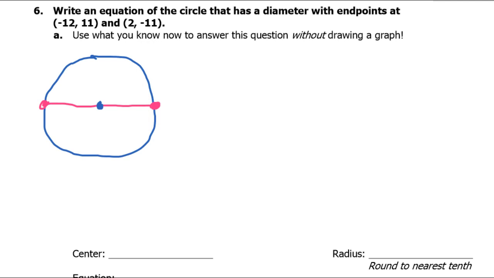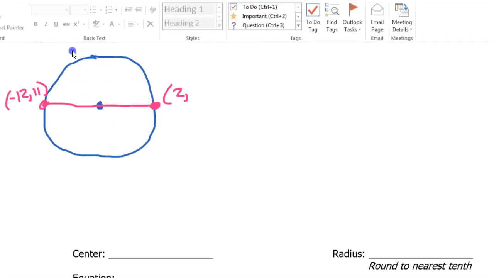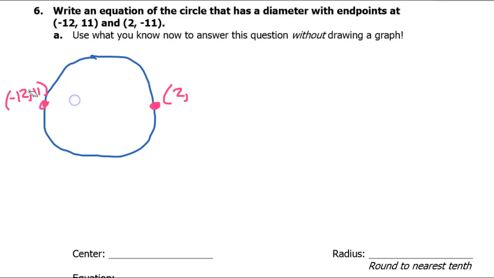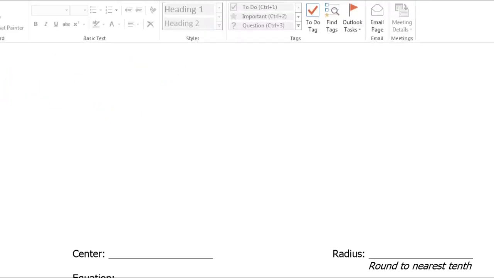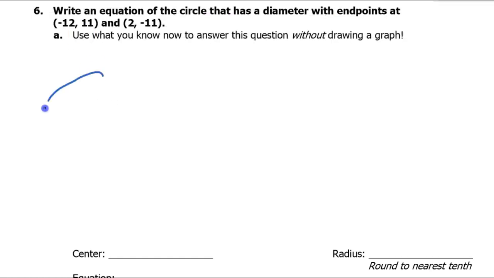So let's say this is our negative 12 comma 11 point, and this is 2 comma negative 11. Just to make it somewhat reasonable, I feel like I should draw it at a diagonal. All right, so here's my circle.